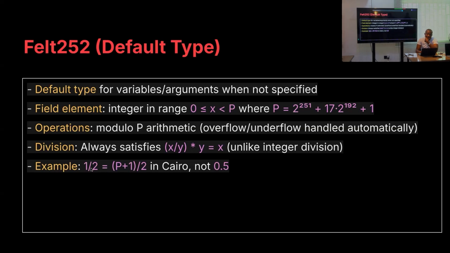So look at this example now. 1/2 is supposed to give you what? 0.5, but this is what it's going to give you. Are you following? So to recap, felt is the default type. So whatever type you are not annotating or the compiler cannot infer, it defaults to felt. Are you following?